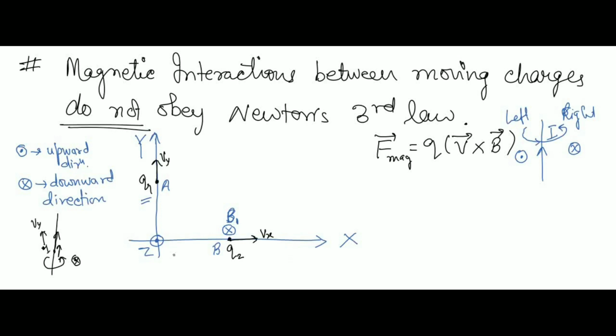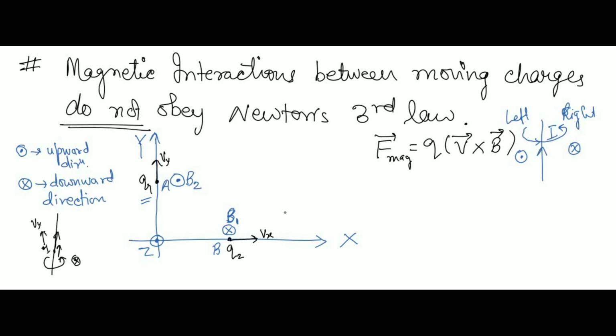In the same way, we can conclude that the charge Q2 is moving along the x direction, so it will have a magnetic field in the upward direction here. Let me call this magnetic field B2. It is the magnetic field at point A due to charge Q2. So this was the magnetic interaction.